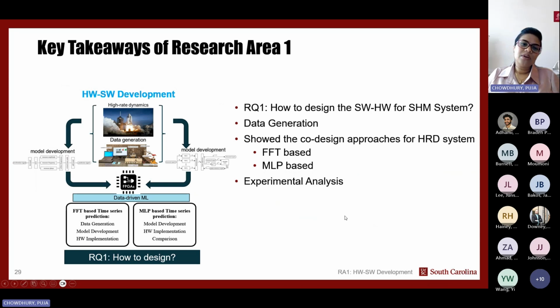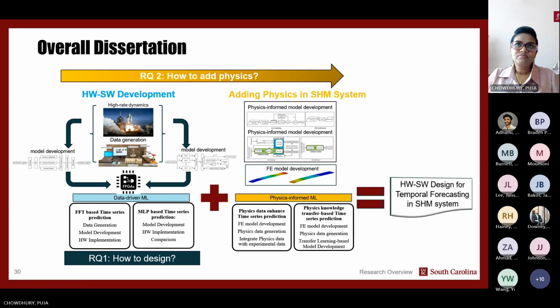Now, key takeaways of research area 1. How can we do the hardware-software design for a structural health monitoring system? It starts with the data generation, then the co-design approaches, FFT and MLP, and we discussed some experimental analysis with results. That's how research area 1 ends.